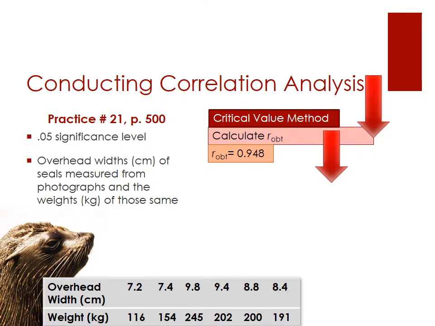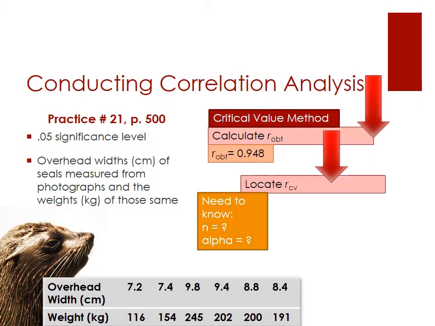Now what's the next step I need to do? I need to find out what my R critical value is. So we're going to go locate our R critical value in our correlation table. What do I need to know to find my R critical value? Well, I need to know what my N is going to be, and I need to know my alpha. So what is my N here? What is my sample size? And what is my alpha? Well, my N is going to be equal to 6, and my alpha, as we can see, is 0.05.